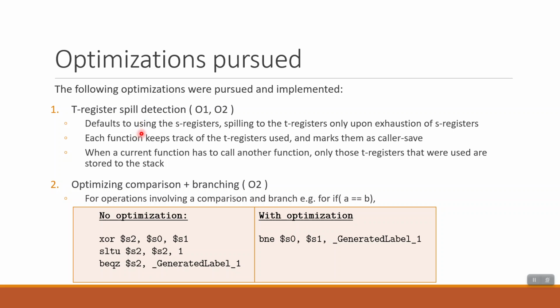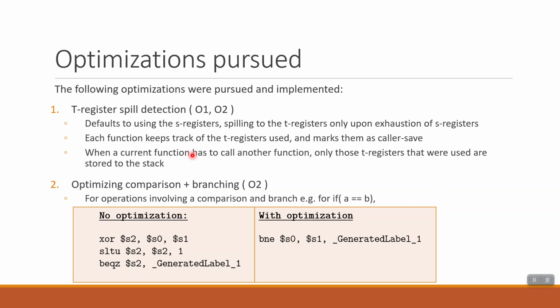Each function keeps track of the T registers it used and marks them as requiring to be saved when a function call is encountered. So when we encounter a function call and we need to switch contexts, only those registers that were used are stored to the stack. This is quite useful because it avoids having to default to storing all 10 T registers.